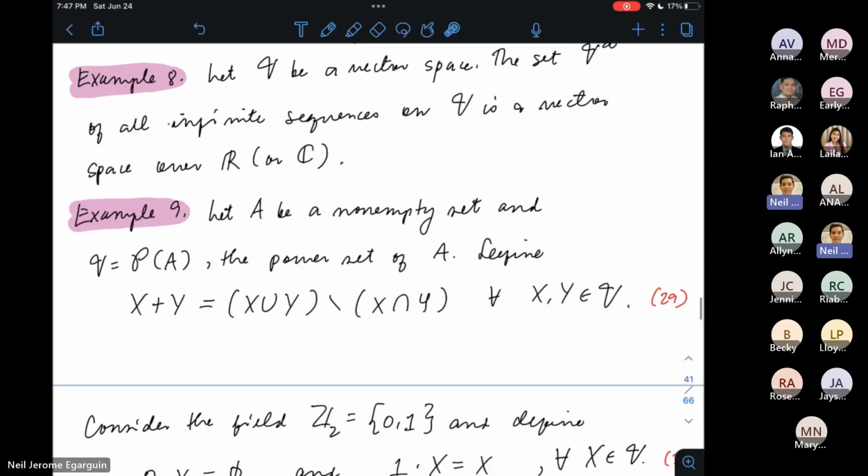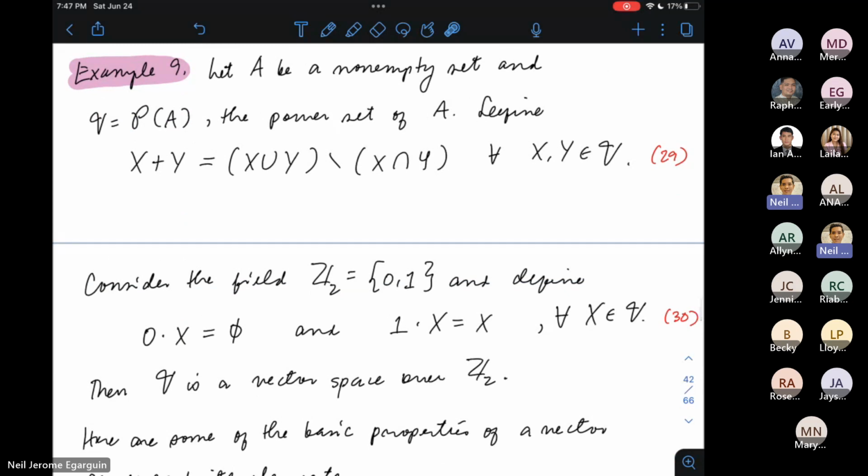Now, this is one of the more fun examples of a vector space, example 9. Example 9 is somewhat unusual because it is no longer like what we saw before, where the contents were purely numbers. We can consider or construct a vector space using equations 29 and 30. So in this example, we're considering a non-empty set capital A, and it doesn't matter what the contents of capital A are. Then we take the vector space consisting of the power set of A.